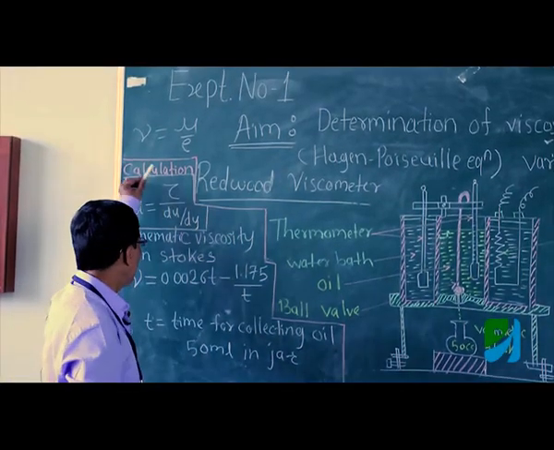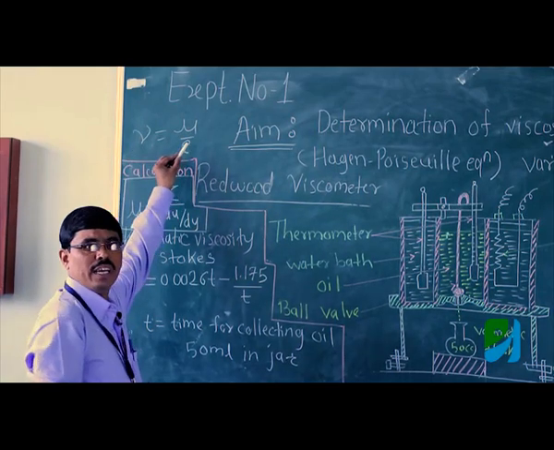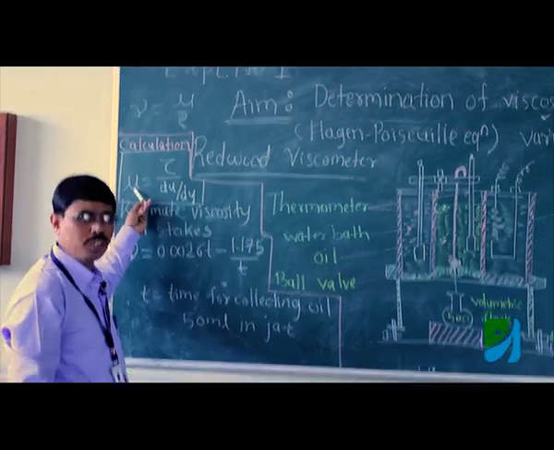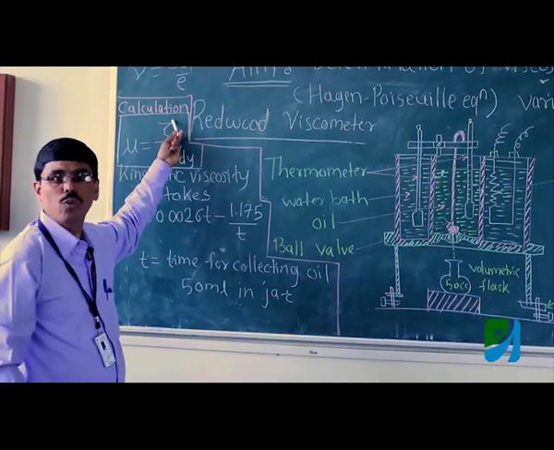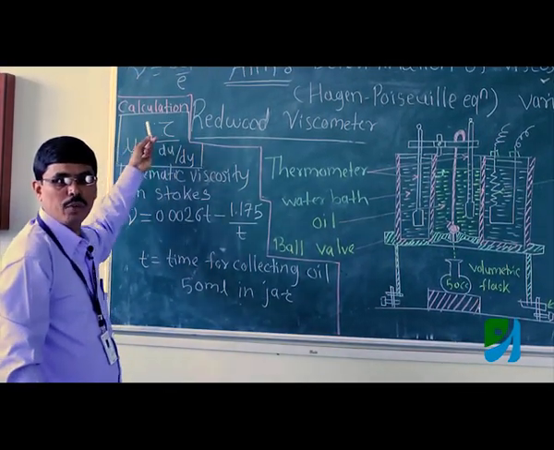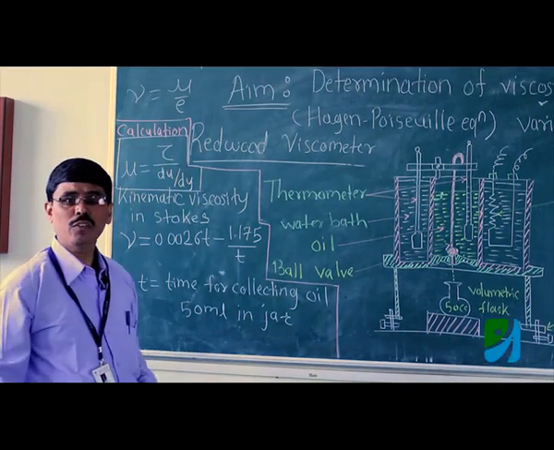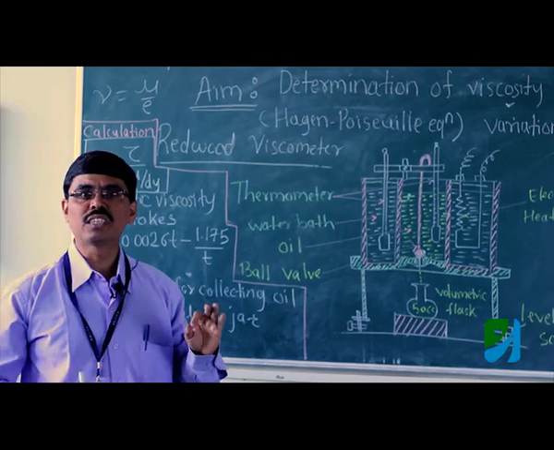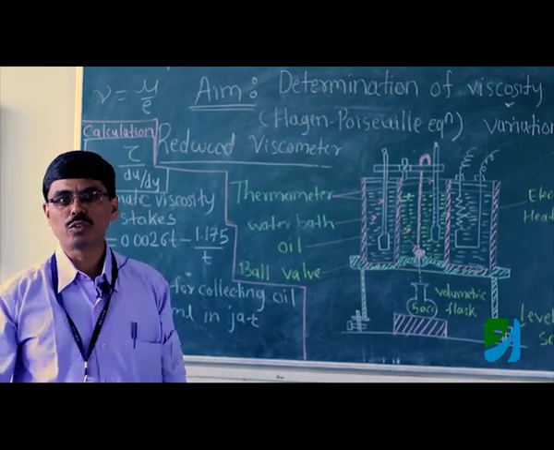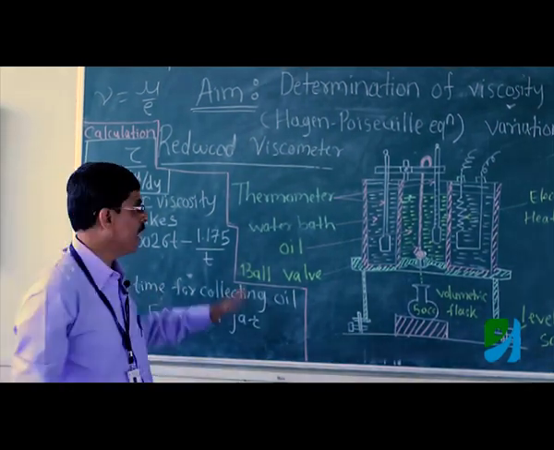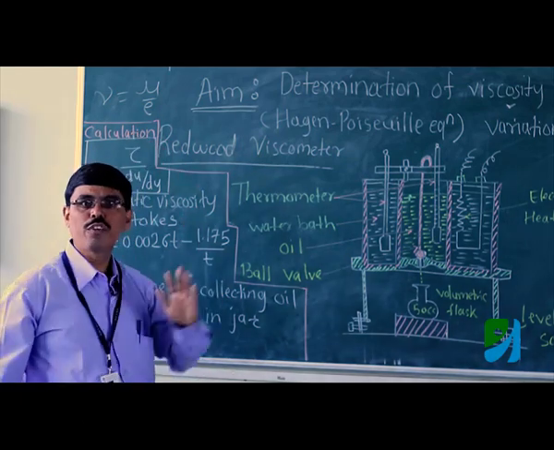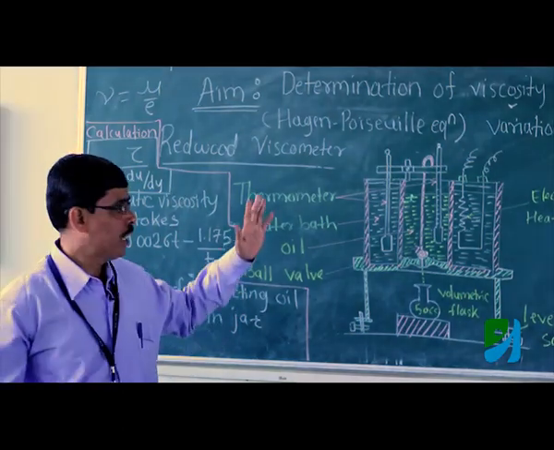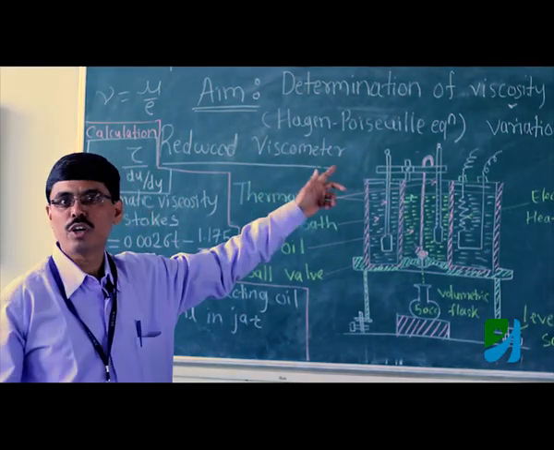It is called kinematic because it only contains the length and time scales, whereas mu, the dynamic viscosity, contains a force. That is why it is called dynamic viscosity, whereas the kinematic viscosity nu only contains the length and time scales, and that is why it is called kinematic viscosity. We are interested in determining this kinematic viscosity nu for different oils.